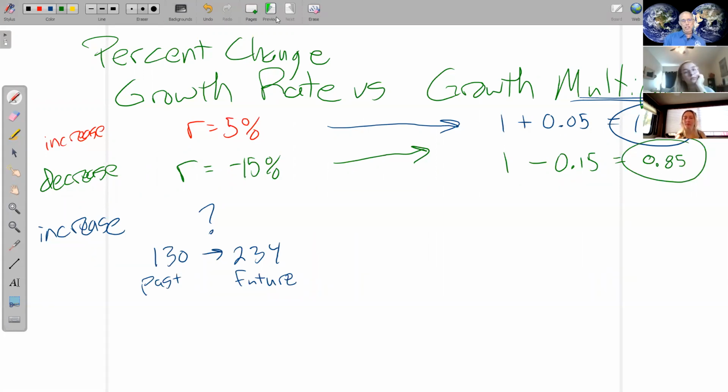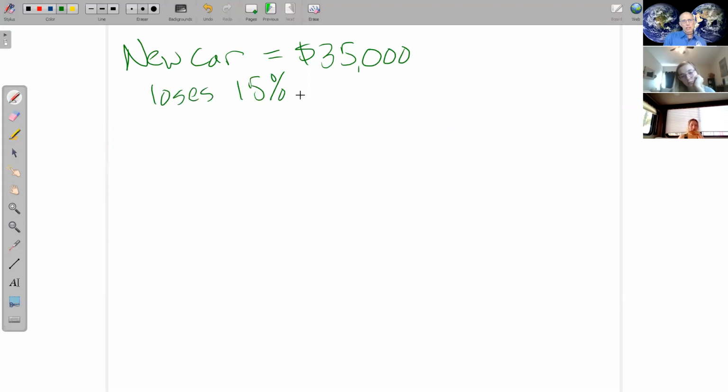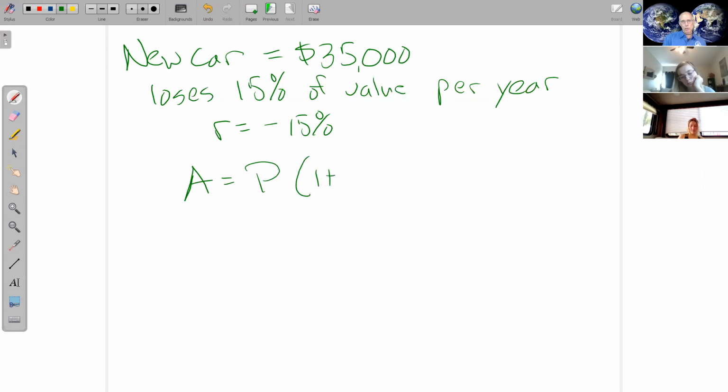So for example, if I extend that to talk about my car for real, new page, my new car, it's shocking how much cars and trucks cost, was $35,000. And it loses 15% of its value per year. Okay, so it loses 15% means R is negative 15%. For my formula, it's the same formula I've been using, A equals P times 1 plus R to the T, right? The parentheses is my growth multiplier.